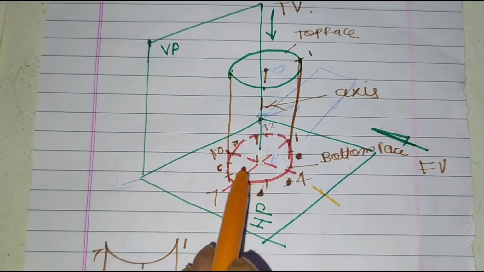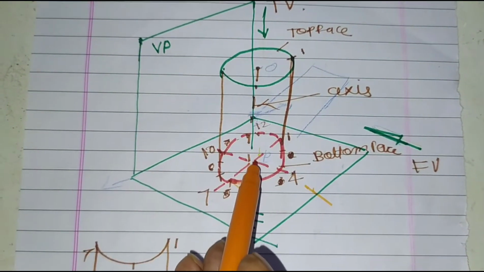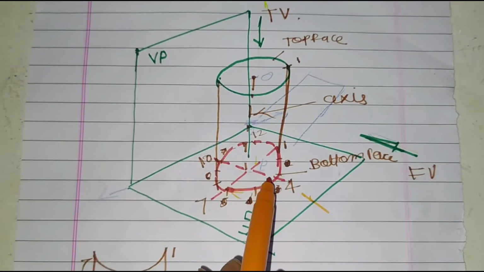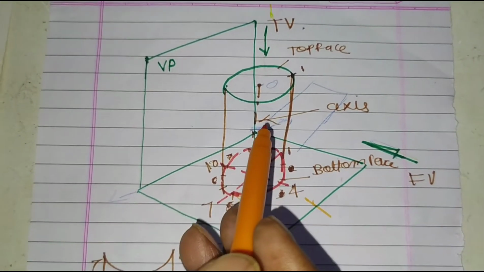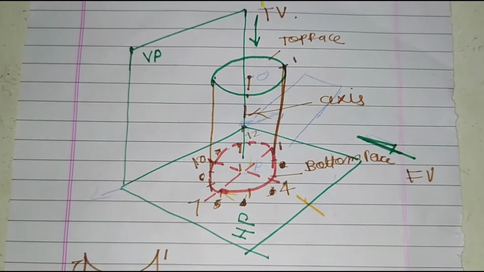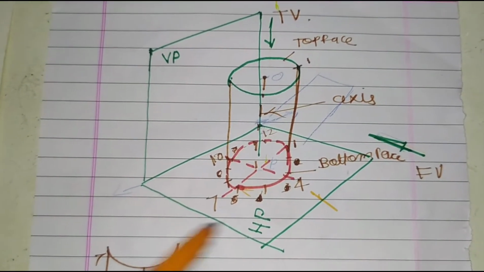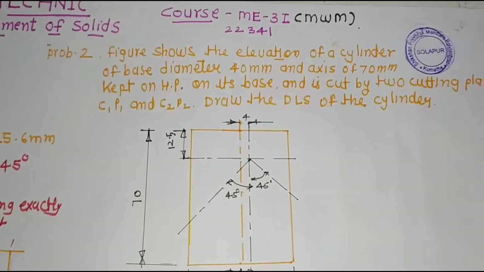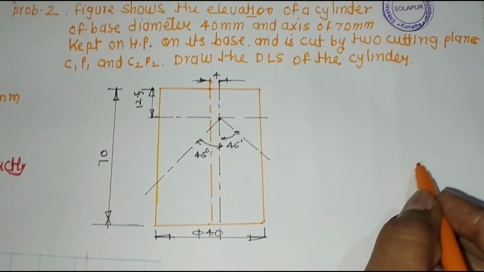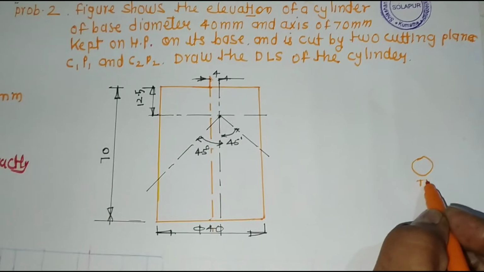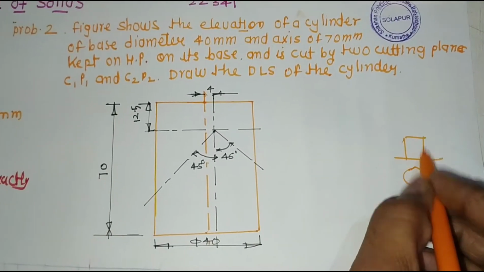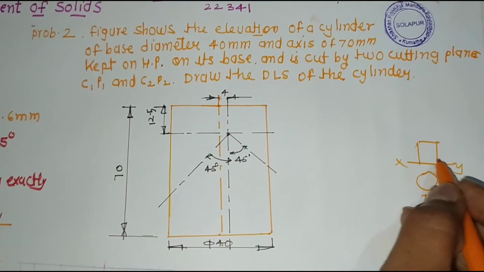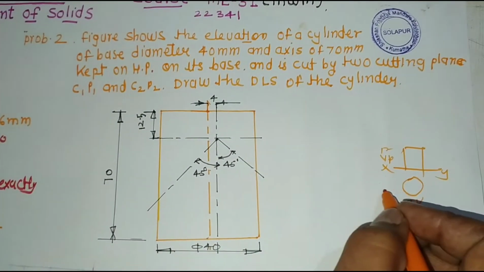They have given the base diameter and the length of the axis. This axis is perpendicular to HP because it is resting on HP. Base is resting on HP, so the top view will be a circle and the front view will be a rectangle, as we saw in the last problem. First, we have to prepare a rough sketch in the mind: top view is a circle, front view is a rectangle. You have been given the dimensions. This is your XY line, VP, front view, and this is the top view.